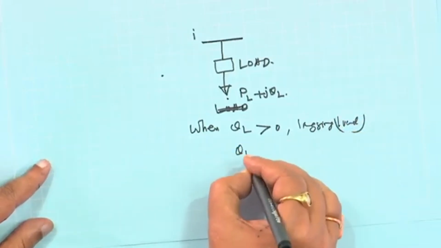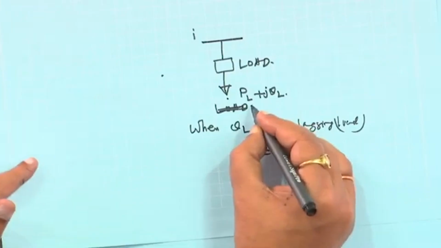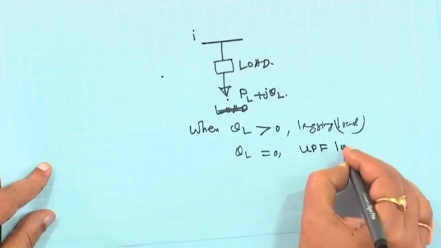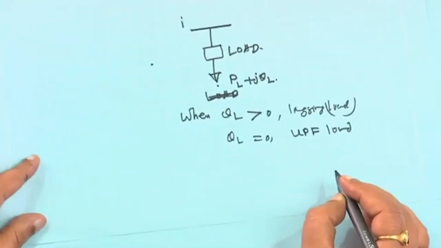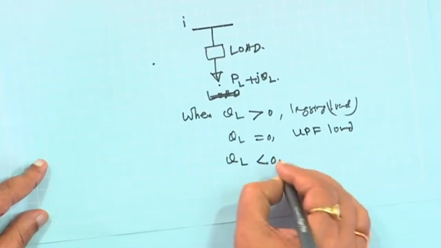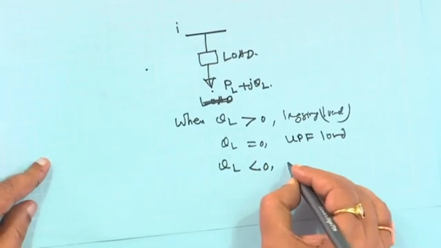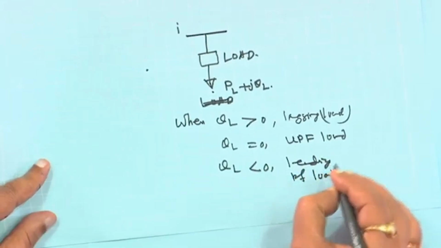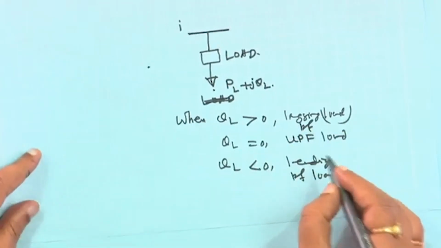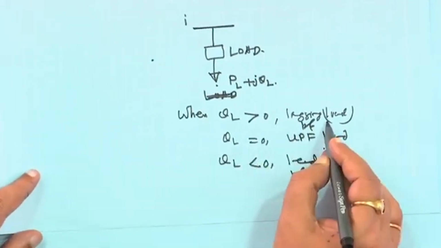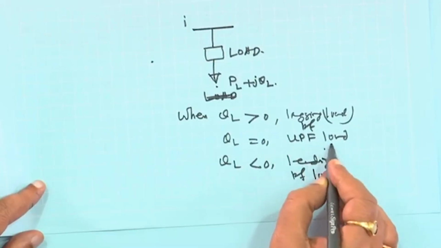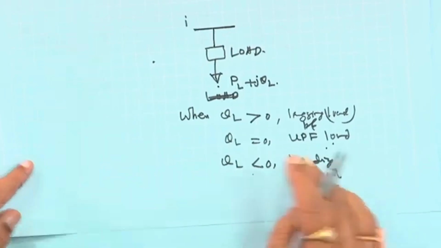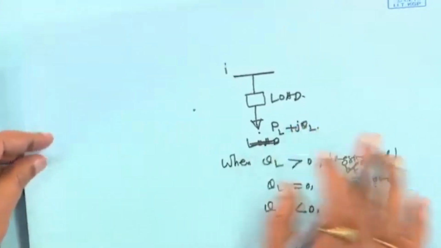When QL is equal to 0, it is a real load, that is a unity power factor load, in short UPF load. And when QL is negative, less than 0, it is a leading power factor load, right. So, when QL is positive it is a lagging power factor load, when QL is 0 it is a unity power factor load, and when QL is negative it is a leading power factor load. This is from the load point of view.